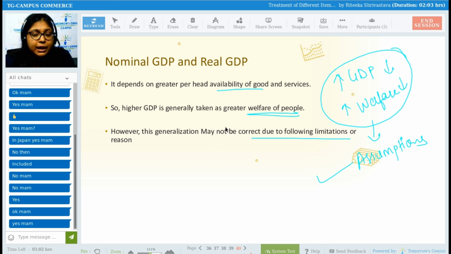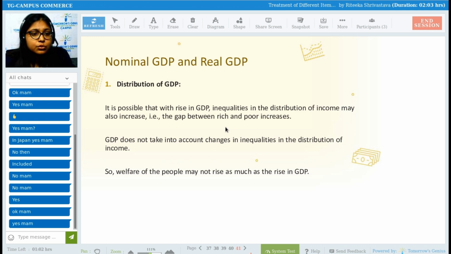If you want to compare or understand the welfare of your economy, your country, then you can't just rely on the GDP of your country. Why? So what are the limitations? First, distribution of GDP. Your income of the country is very good. But are you sure that that income is distributed equally amongst all the individuals living in the country or in the economy? Are you sure about that? No. We are not sure about that.